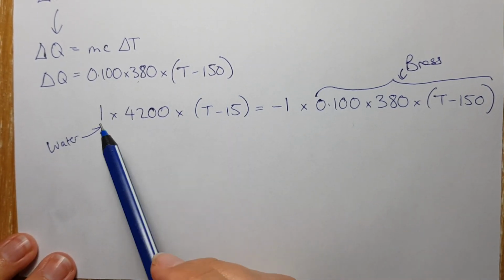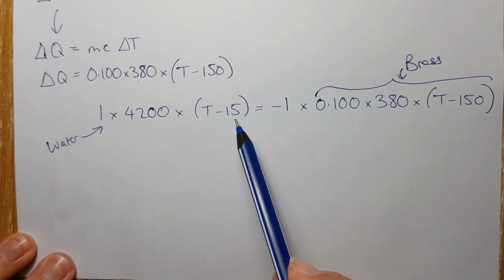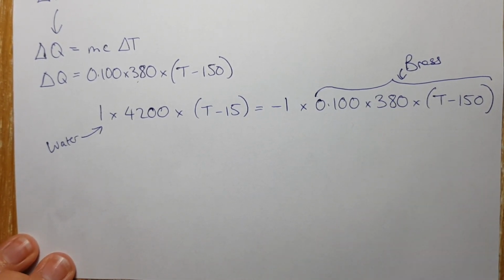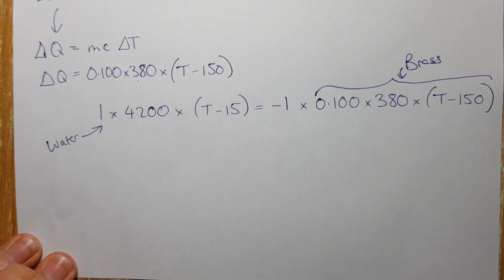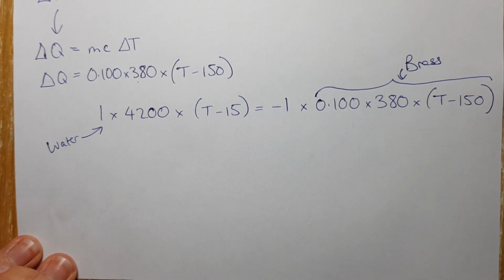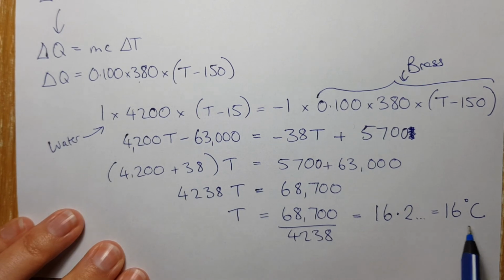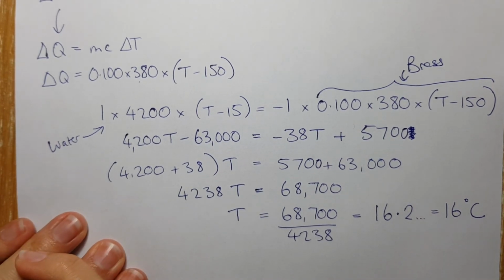Okay, there it is. So the water is gaining energy. How much? It's going to be the same size as what the brass is losing. Okay, this is now straightforward maths, very boring, takes a long time, but it is just solve it to find T. And so there it is, and it comes out as 16 degrees C to 2 sig fig.